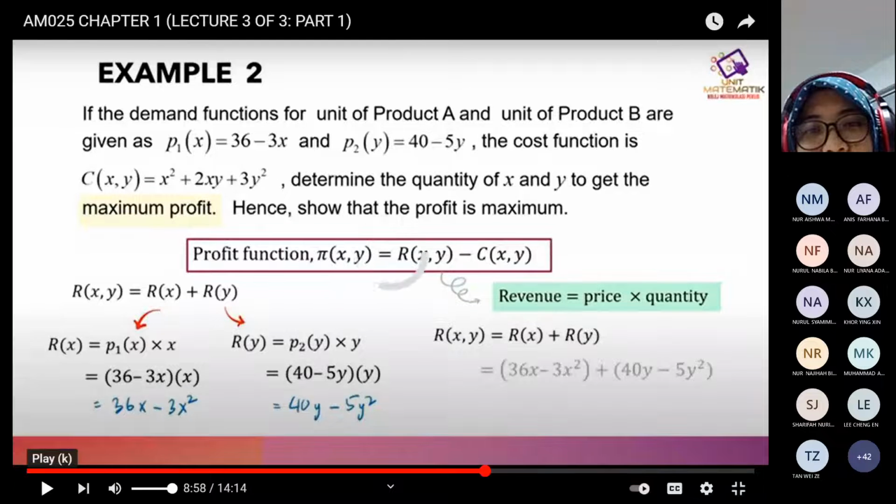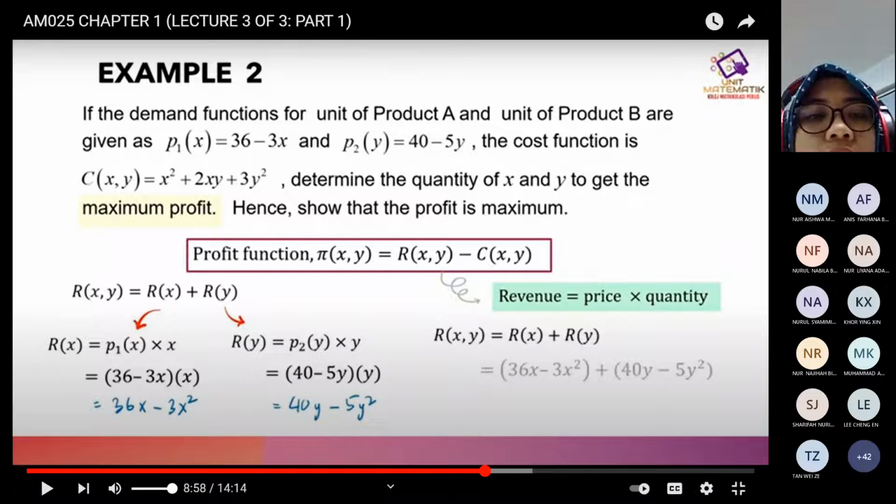So for example 2, basically still lecture 3 involves economics and business. So what you need to do is remember what you had learned in semester 1. In your first semester there was application of differentiation. You learned about profit, revenue, and cost functions. So here you need to apply all the information that you already have from your first semester. You already know the profit function is R(x,y) minus C(x,y).